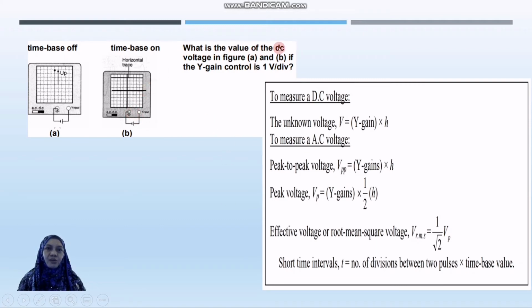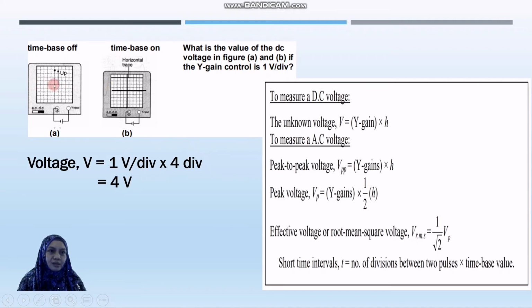What is the value of the DC voltage in figure A and figure B if the Y gain control is set at 1 volt per division? So how to find the voltage? It is given by V, the unknown voltage, equal to the setting on the Y gain, which is 1 volt per division, multiplied by the displacement from the zero position. So this is the zero position. You can see the spot has been shifted 4 divisions upwards. So 1, 2, 3, 4.